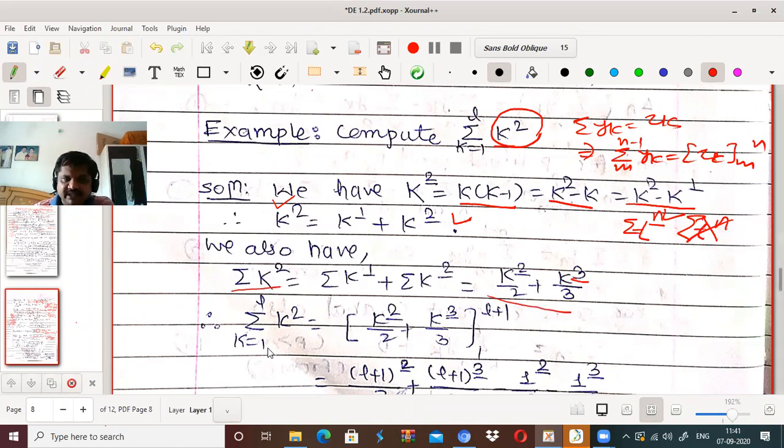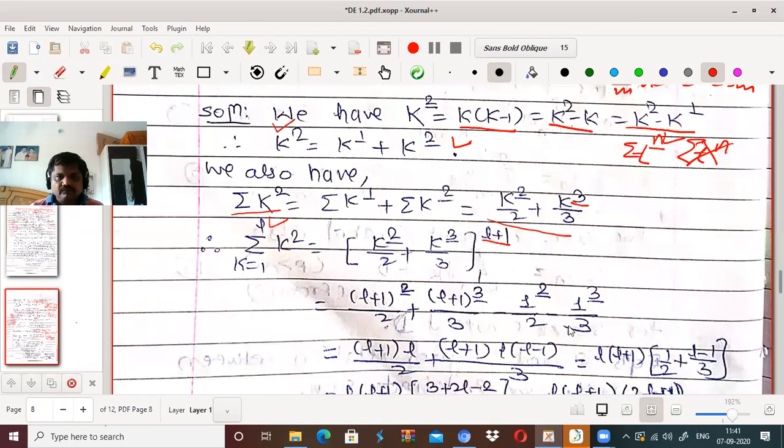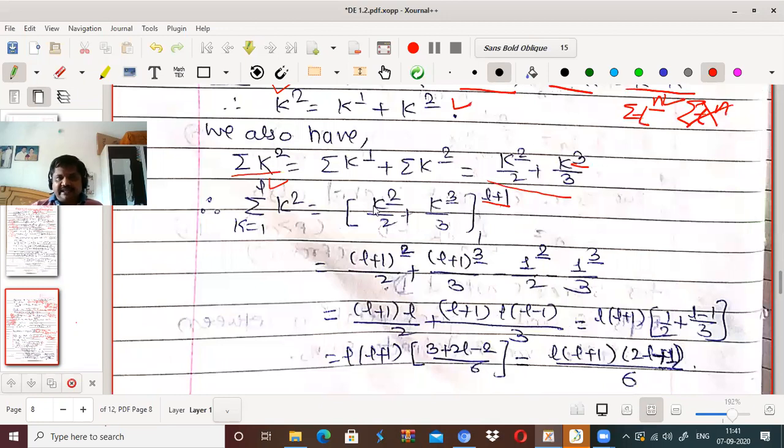Therefore the definite sum, k from 1 to l of k square, is equal to this term, evaluated from 1 to now l plus 1. Why l plus 1? As the upper limit is l, it should be l plus 1. We have to take the term at the upper limit increased by 1. And therefore, what about this one? So put k equal to l plus 1 and then k equal to 1.